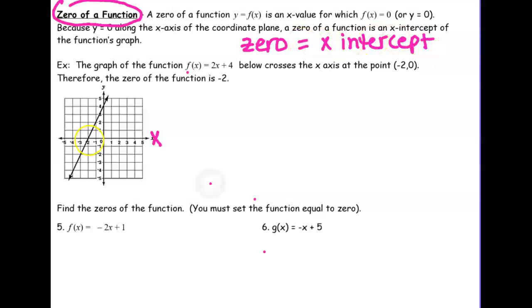So in this particular example, I can look at the graph and see that the zero of the function is actually negative 2, 0. So that would be the zero of the function. It's also the x-intercept.